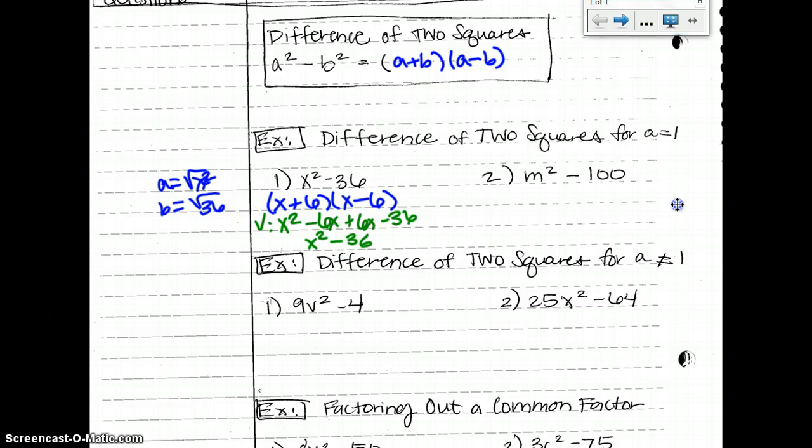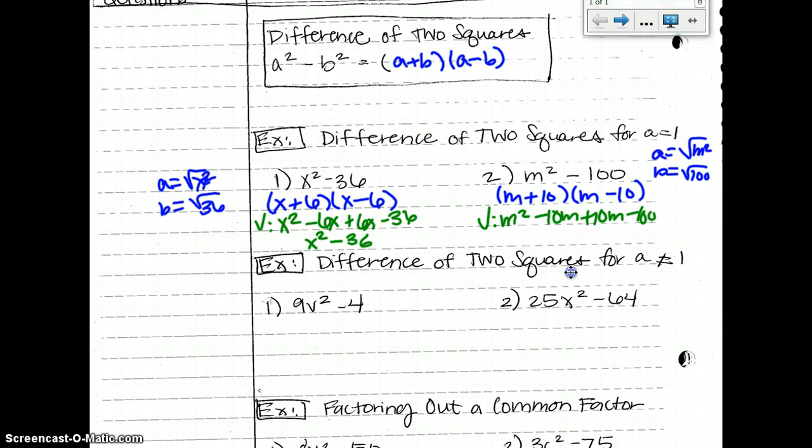Okay, let's look at example 2. Let's see, the a is the square root of m squared, and the b is the square root of 100. I'm going to plug those values in. The square root of m squared is m, plus the square root of 100 is 10. That is our answer, so let's check it. M squared minus 10m plus 10m minus 100. Great, it works.